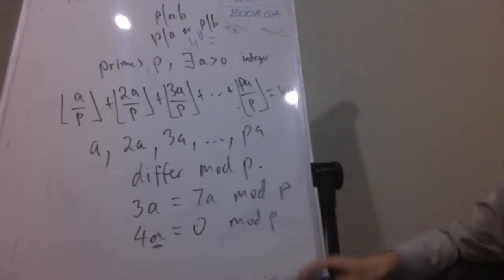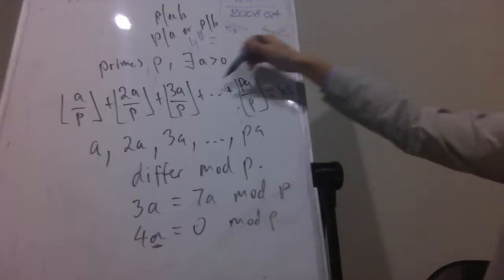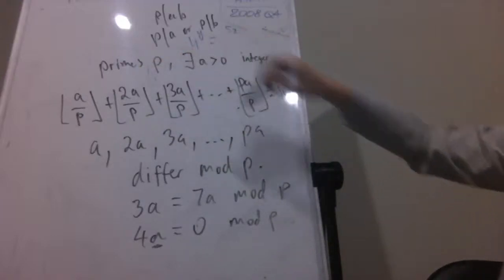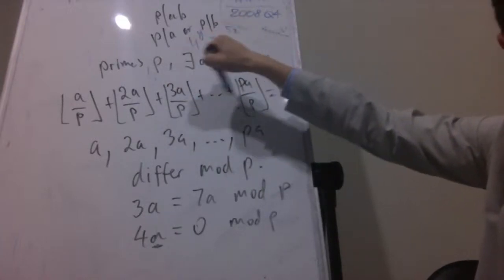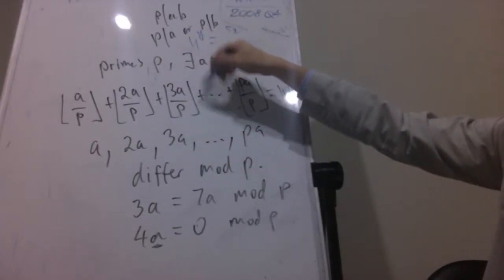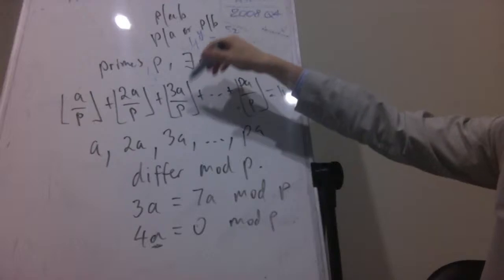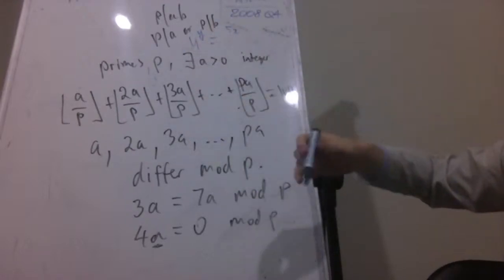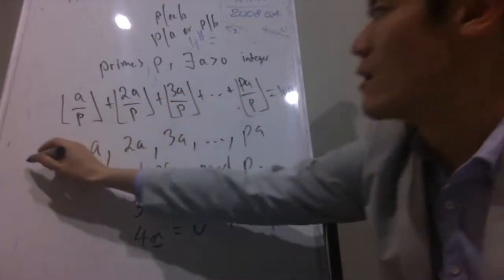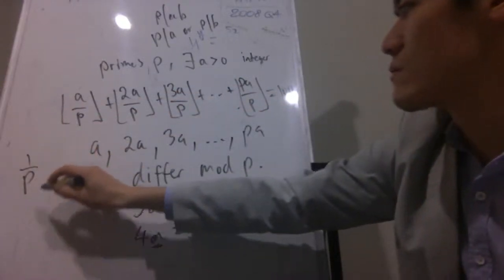Okay. If p doesn't divide a, I'm saying these all have different remainders. Yeah? So we might not know what each of the remainders is, but we know that when we add them up, they're the same. Yeah? We know what the floor is taking away from the sum overall. It's taking away 1 over p.